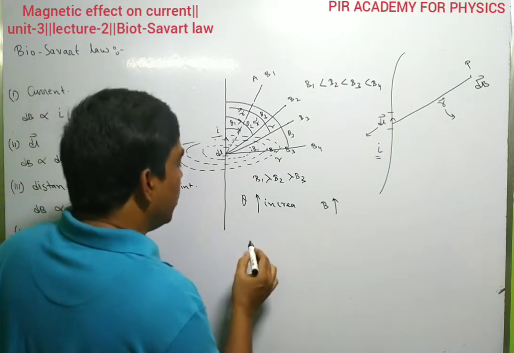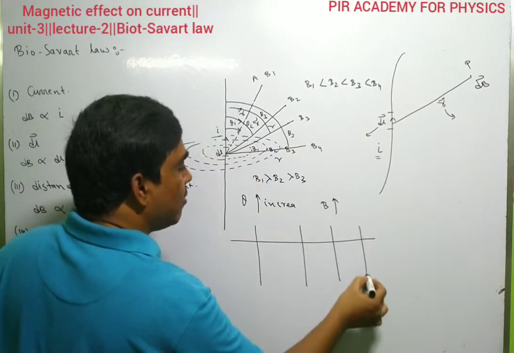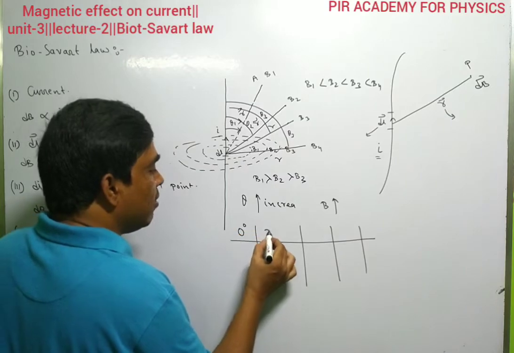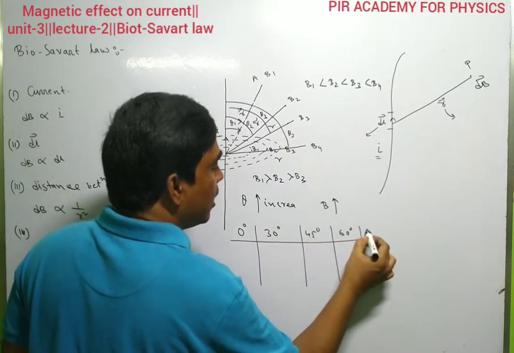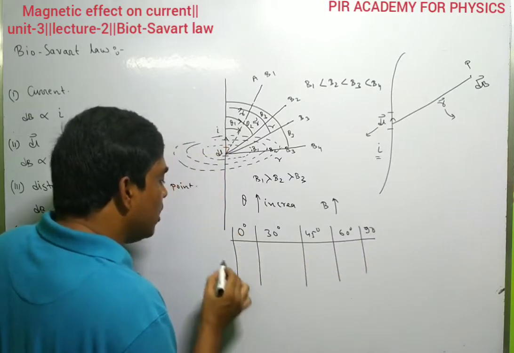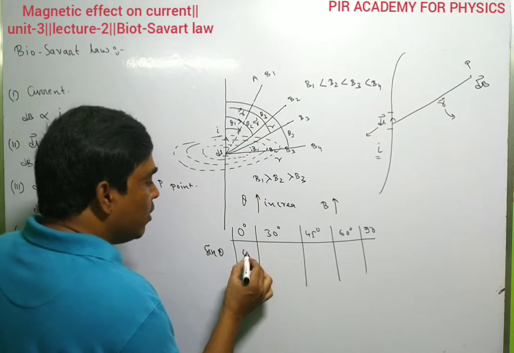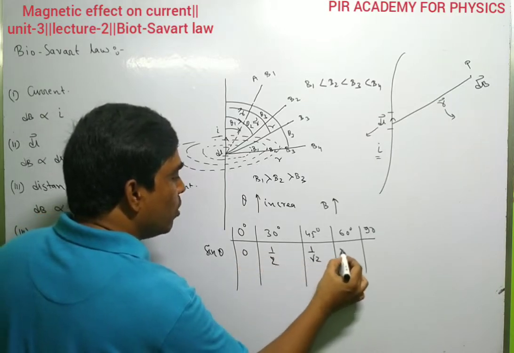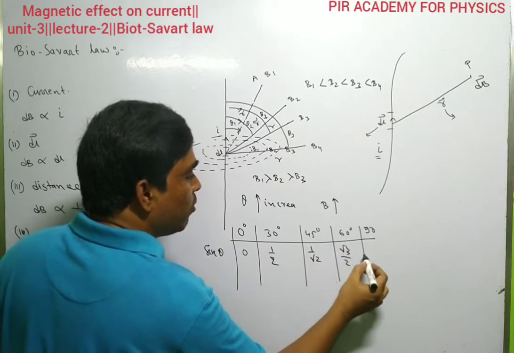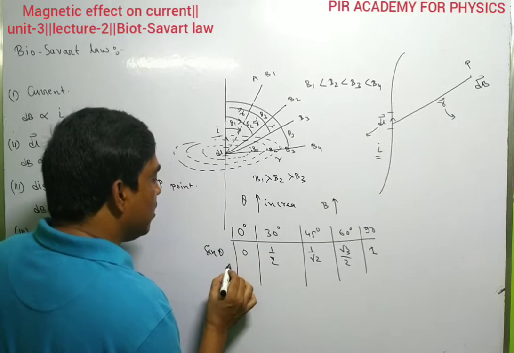And we know if I take the sine values, suppose 0 degree, 30 degree, 45 degree, 60 degree, and 90 degree, then the value of sine theta will be 0, 1 by 2, 1 by root 2, root 3 by 2, and 1. So here the sine theta value increases.